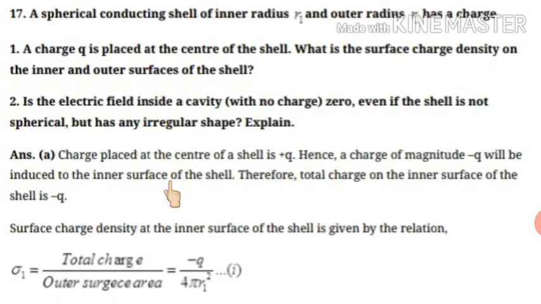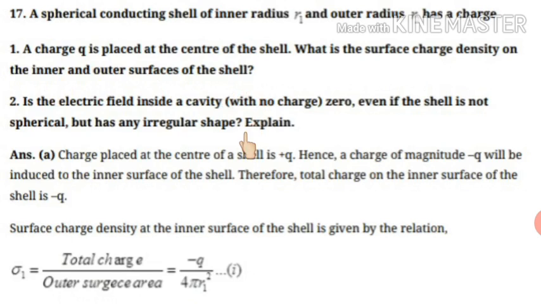Now the next question is: a spherical conducting shell of inner radius r1 and outer radius r2. So they are talking about a spherical conducting shell, and its inner radius is r1 and outer radius is r2. And it has a charge capital Q on its surface. Actually capital Q is not visible over here, but capital Q charge is there. Now, if a small charge q is placed at the center of the shell, what is the surface charge density on the inner and the outer surface of the shell?